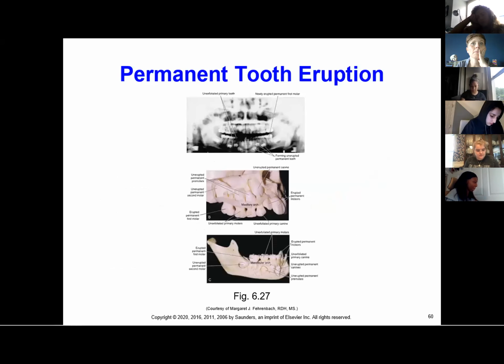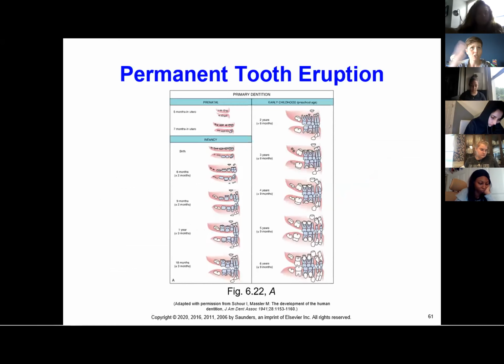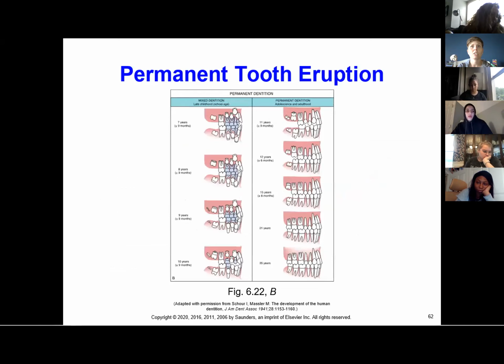You can see here's your permanent teeth, here's your baby teeth. Like I said, you need about half of the root before it starts to erupt. Same thing down here with the maxillary. And then these are your tooth eruption patterns. We'll get into this more when we learn about each and every tooth and how and when they develop. These are always good charts to have and look at.